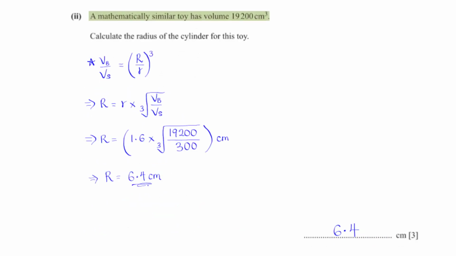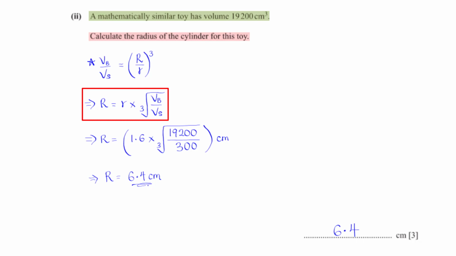A mathematically similar toy has volume 19,200 centimeters cubed. Calculate the radius of the cylinder for this toy. If the toys are mathematically similar, then the ratio of their volumes should be equal to the cube of the ratio of their corresponding sides. In this case, we are using the radius. We want to find the radius of the bigger toy. So when we make big R the subject, this is what we have.